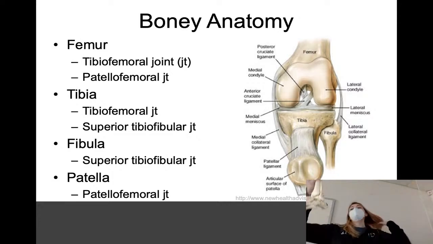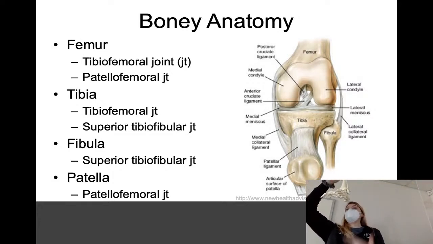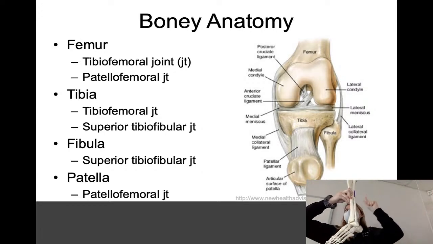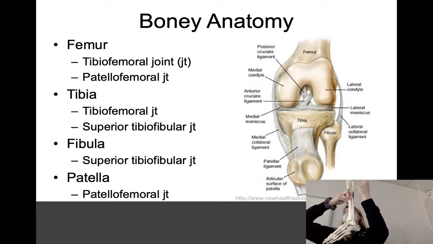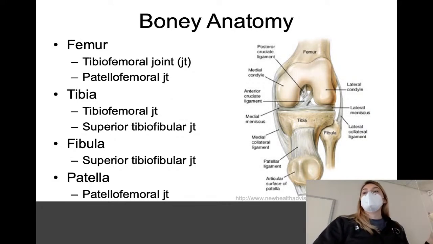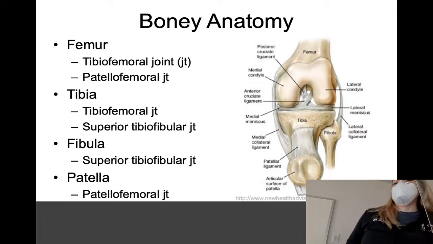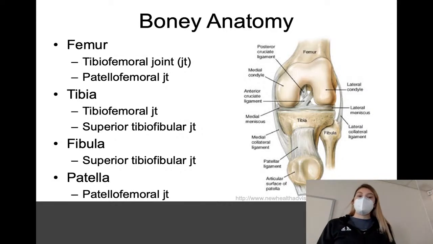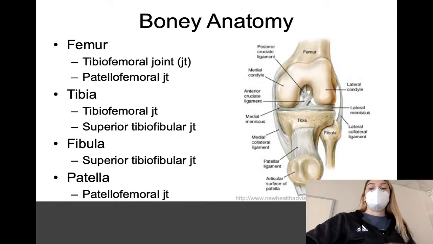So we know that the tibia and the fibula connect at the bottom, right? But we also know they're gonna connect at the top. So this would be considered part of that kind of knee joint, but it's just gonna be the connection between our fibula to our tibia. You can see it right here, tibia to fibula. And then we still just have patellofemoral. So really when you think of the knee, you're gonna think tibiofemoral and patellofemoral.